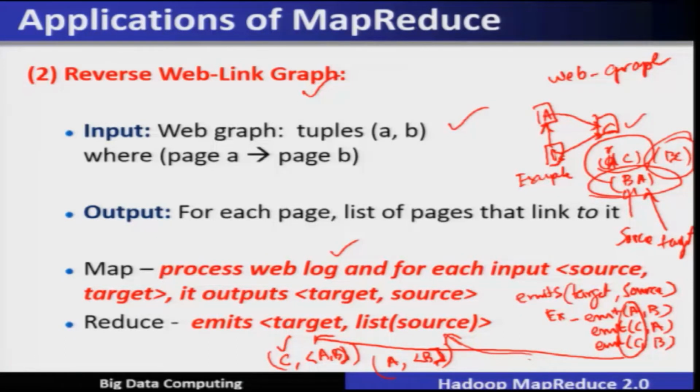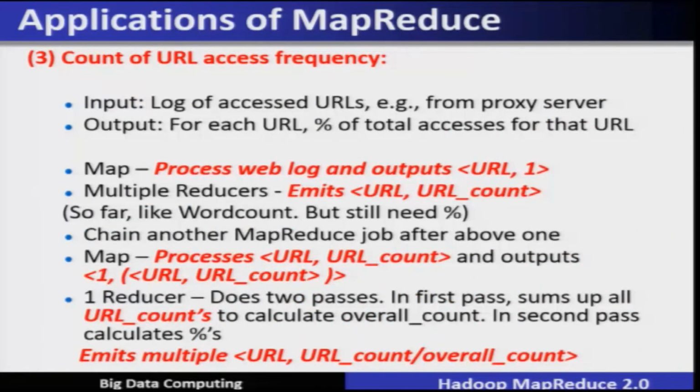So, output for each page, the list of pages that link to it, that we have already achieved in this particular application using a MapReduce program. So, the programmers can easily write the MapReduce program for different applications. We have seen the reverse web link graph.